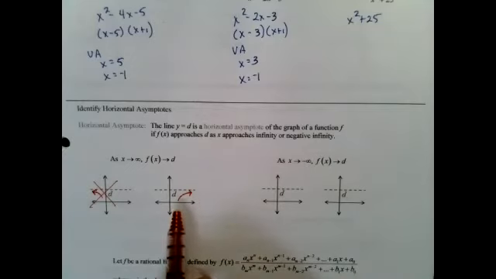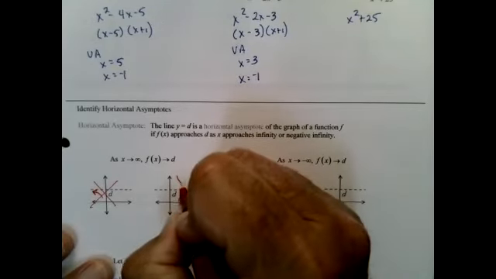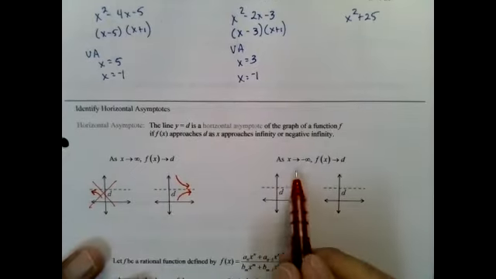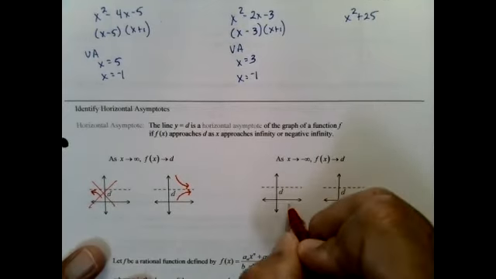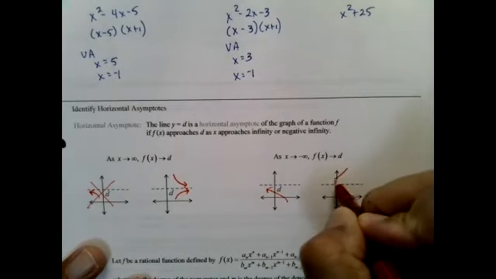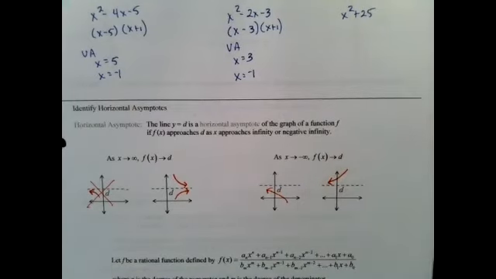So I know it's either going to be coming from the bottom and getting close to that line, or it's going to be coming from the top and get close to that line. Over here, as I go to negative infinity, again, it's either going to come from the bottom, or it's going to come from the top. It's going to come from one of those two. All of this is because we have these rational functions.